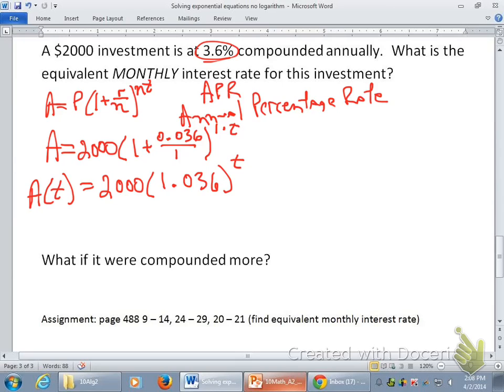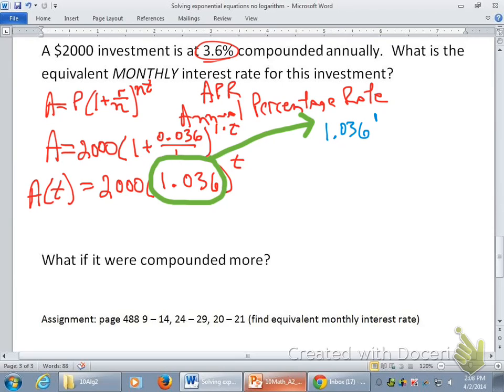Here's what I want to do. I want to just concentrate on this number for a moment. I'm going to have to come back to it later. I just want to look at 1.036. So I've got 1.036. Is that the same thing as 1.036 raised to the first power? Is that the same thing? Yeah. Everybody agrees it's the same.